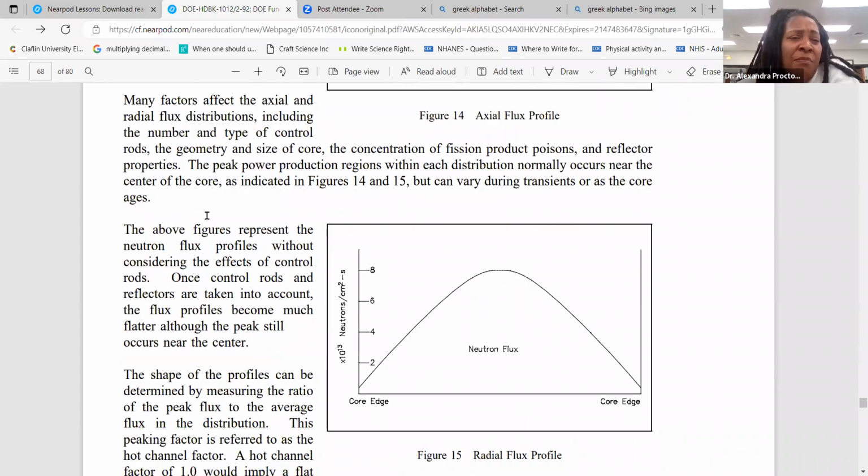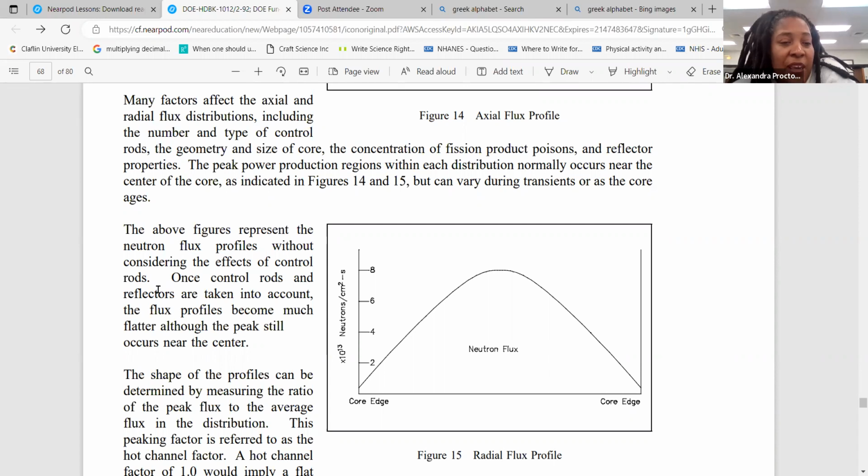Many factors affect the axial and radial flux distribution, including the number and type of control rods, the geometry and the size of the core, the concentration of the fission product poisons, and the reflector properties. The peak power production regions within each distribution normally occur near the center of the core, as indicated by these two figures, 14 and 15. But they can vary during transients or as the core ages.